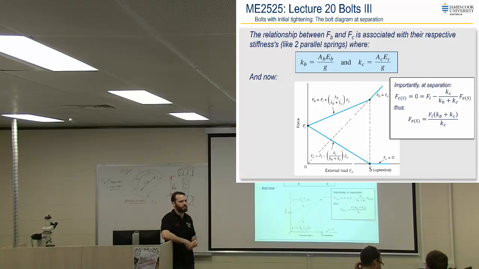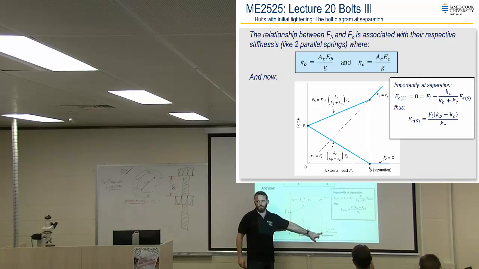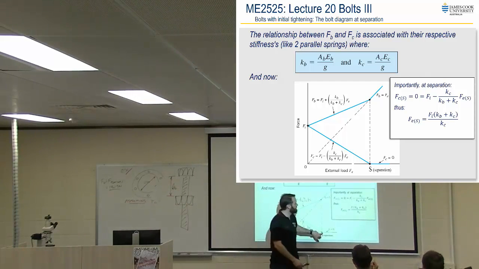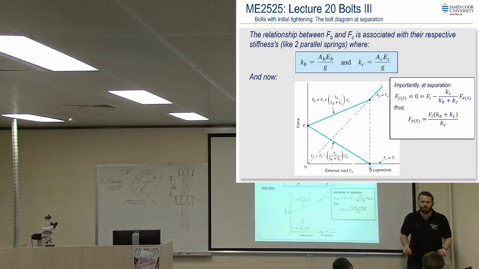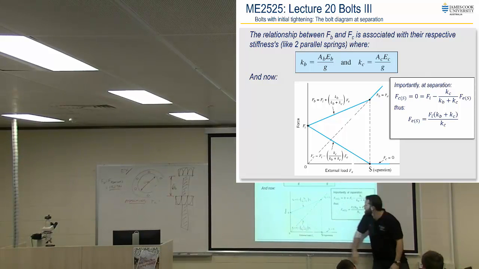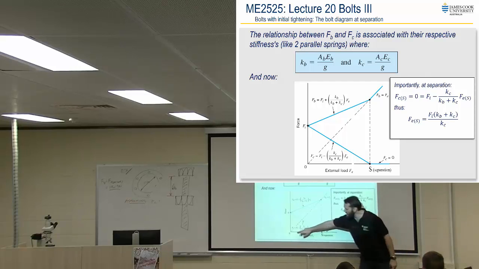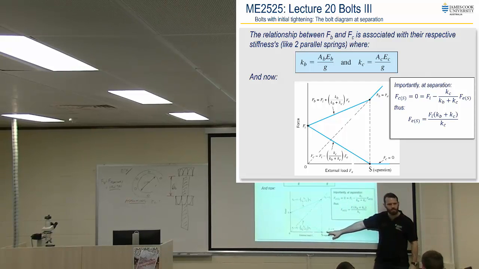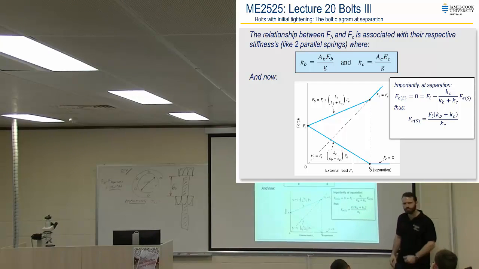And as I said to you, those lines are useless unless you know that you're in the right region to be using them. You know that you're in the right region if you calculate the separation point. Basically you just solve this equation when it equals zero. The zero intercept of that equation gives you FC at S equals zero, equals that stuff. And then if I rearrange that, I get FE at S, so the external load that occurs at separation, S, is equal to FI times KB plus KC on KC.